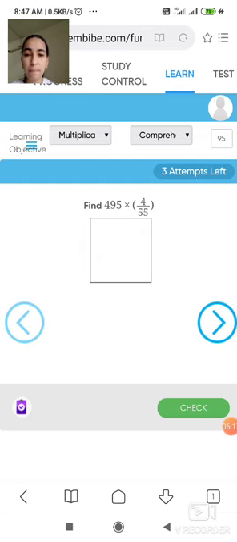Solve this. What will be the answer? Yes students, tell me the answer for that. You can see 495 and 55 both are divisible by 5. Yes, you can solve like that. Otherwise check whether they are divisible by 11 or not. Okay students, and tell me the answer.